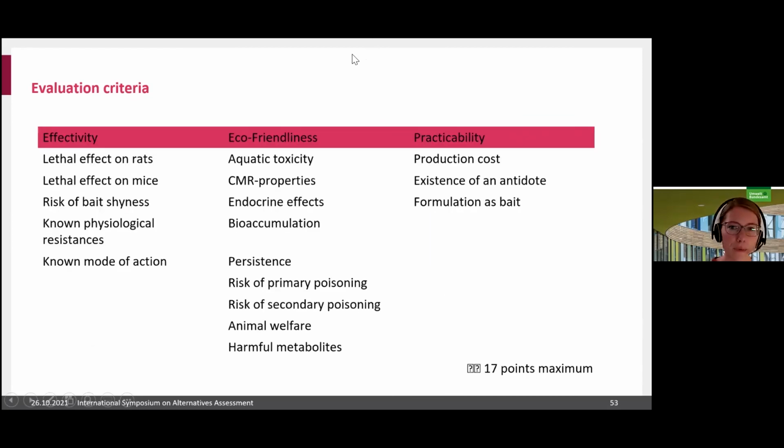And we gave all chemicals points according to those criteria. There was -1, 0, and 1. So you can get 17 points max. And I will show you the results now on the next slide.